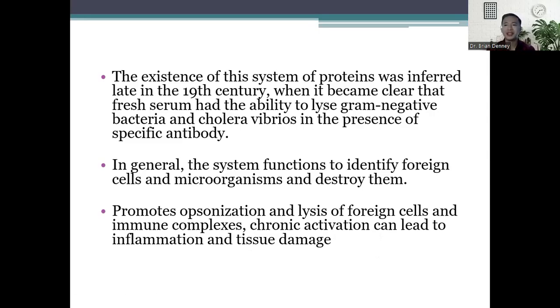So I think I don't need to define that, because you had that lecture with Miss Lorraine, I think. So opsonization is actually engulfing, or removal of foreign bodies by your neutrophils, by your phagocytes. Okay. And lysis of foreign cells. So I told you already that the end result of the activation of your complement system is lysis of your cells.